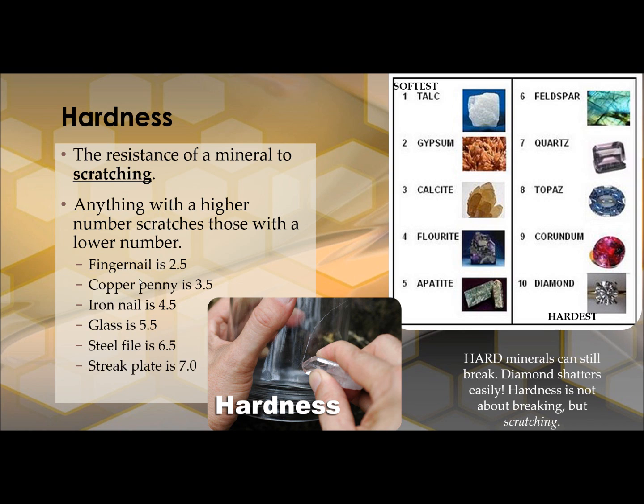Some basic ones that you need to know the hardness of. A fingernail typically is about a 2.5, so between calcite and gypsum. So you could scratch gypsum and talc with your fingernail. Talc, by the way, is what we use to make baby powder, talcum powder, and gypsum is what's in the drywall of your house at home. Glass is a 5.5.